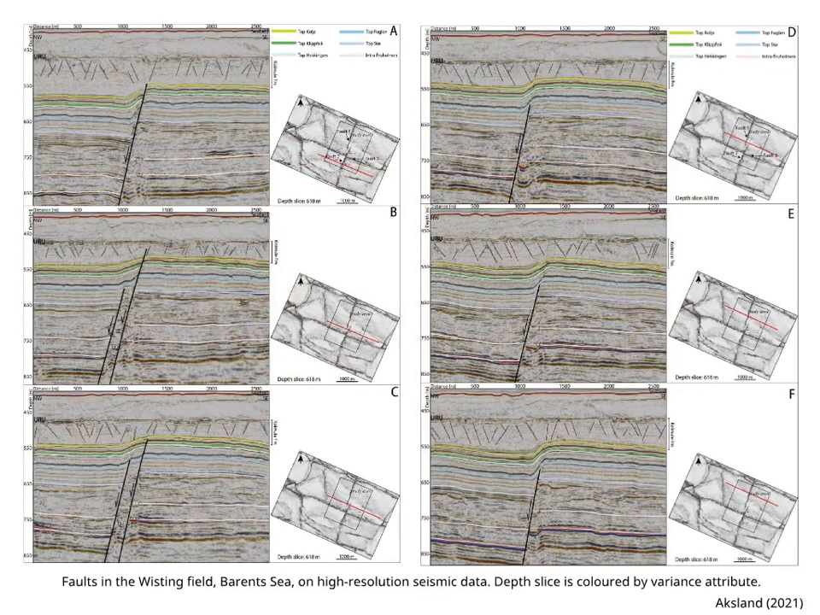The Wisting field in the Barents Sea is a shallow and faulted area. This figure shows depth seismic sections across a northeast-southwest normal fault, from A, in the southwest, to F, in the northeast. The fault and other faults in the field are displayed on a depth slice using seismic variance. Notice that the faults in the sandstone reservoir level, at about 250 meters below the sea floor, transition upwards into a fold structure in shale units, which function as the top seal.